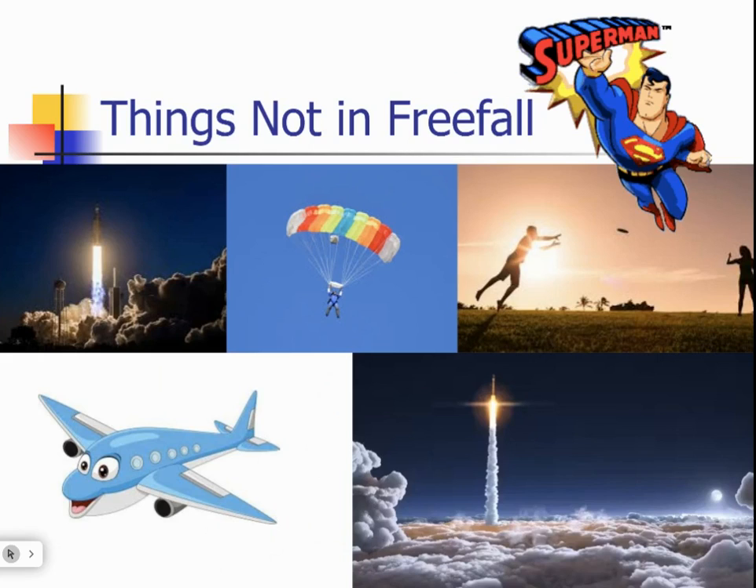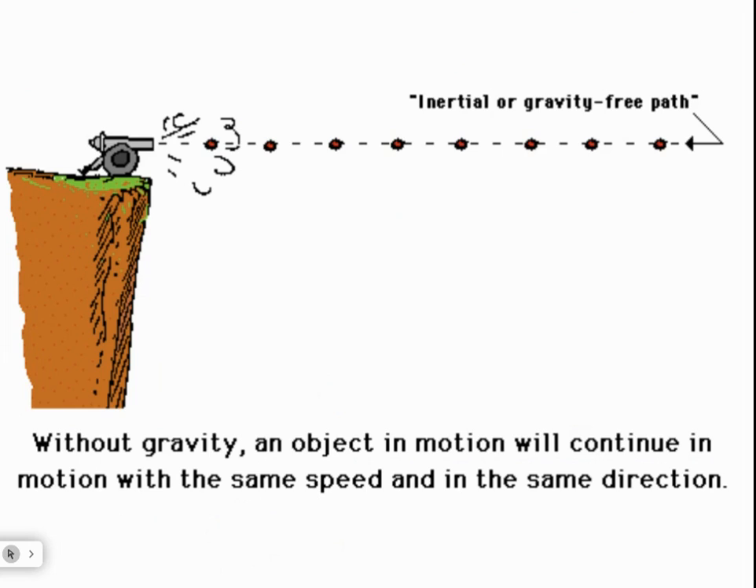Things that are not in free fall would include a rocket, somebody parachuting where there's significant air resistance, a frisbee, Superman, anything that's getting pushed or pulled on while it's flying in the air is not in free fall. So here we have a cannon.